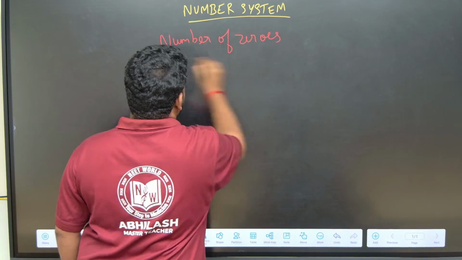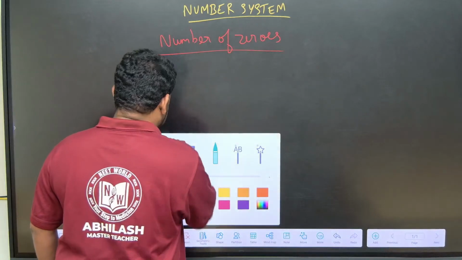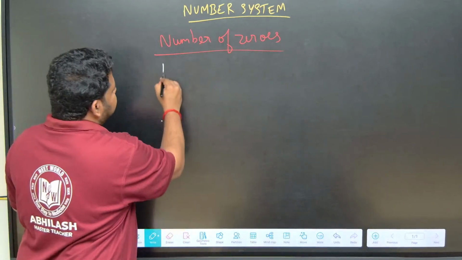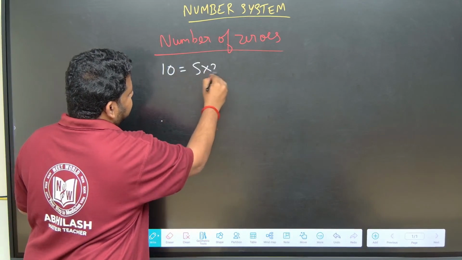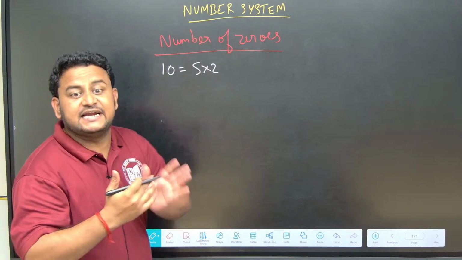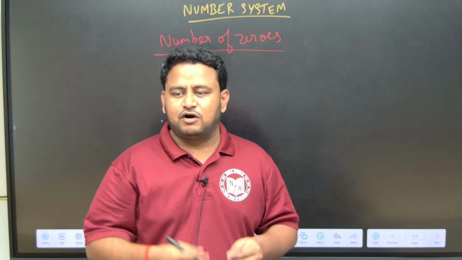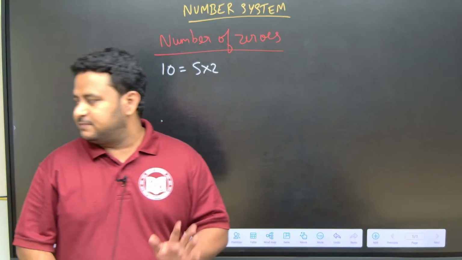When I say number of zeros, in the previous class I told you, suppose we need 10, what will we write? We will write it as 5 into 2. Number of zeros means at the end of the number, how many zeros are there? We have to focus on the end of the number, not in between the digits.